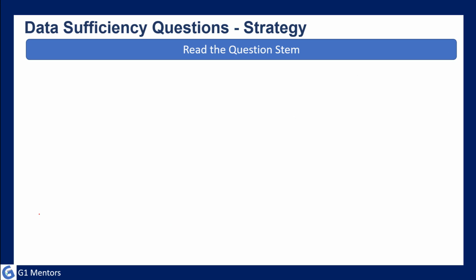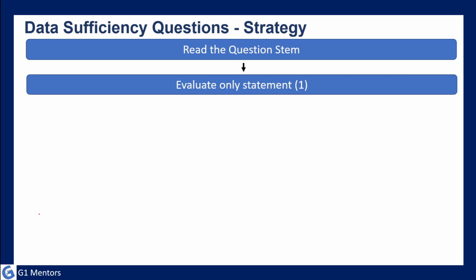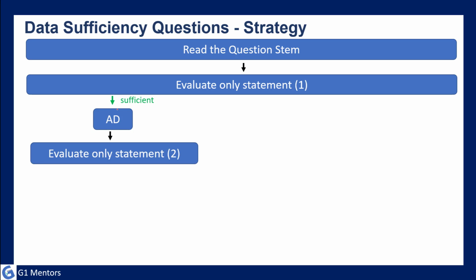So in the flow, the first step for a data sufficiency question is that we need to read the question stem and read only statement 1 first. You read statement 1 and evaluate whether statement 1 alone is sufficient or not. If statement 1 alone is sufficient, then the answer choice has to be out of A and D. Then evaluate only statement 2. If statement 2 is sufficient, then the answer choice is D. If statement 2 is not sufficient, then the answer choice is A.